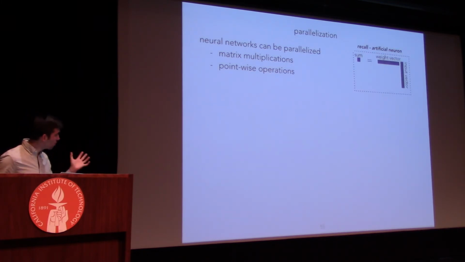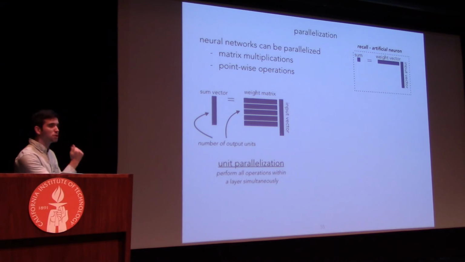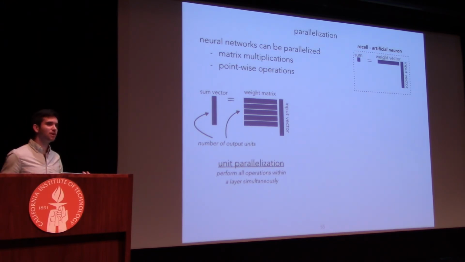And so recall that we have this artificial neuron here. And if I wanted to, I could, again, take multiple weight vectors, combine them into a weight matrix, and now I get out a sum vector. So we're parallelizing across the units that we're calculating here. And all of these operations can be done simultaneously because they don't depend on each other. And so we can parallelize our networks in that way.